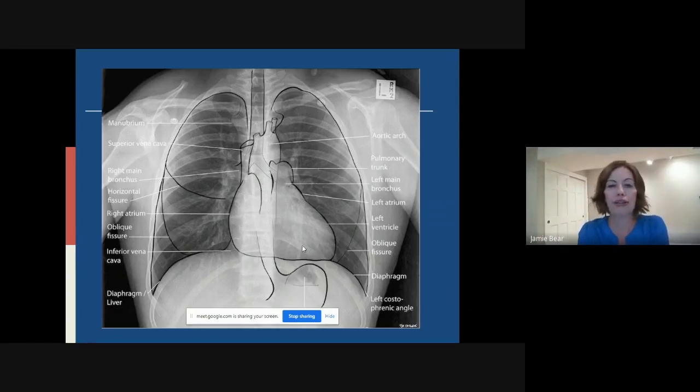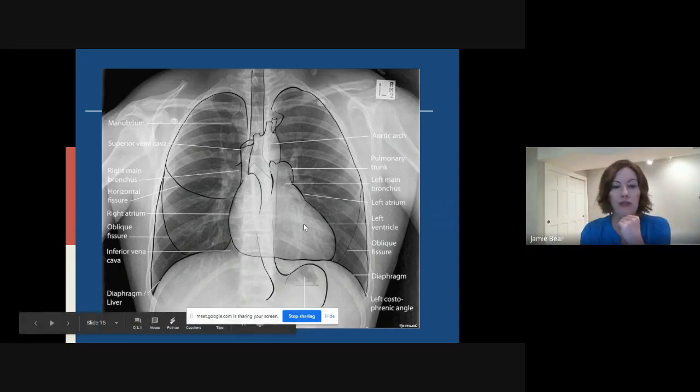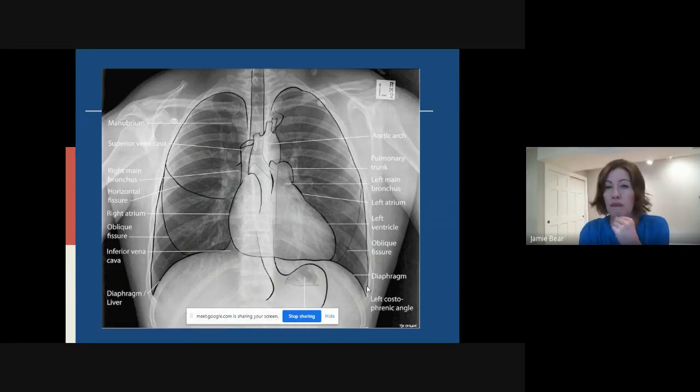But one thing to note, the heart should never be more than 50% of the image. So, and that's the whole mediastinal cavity. So this is a good picture of a heart. If it were really big, meaning greater than 50% of this whole mediastinal cavity, then that's probably an indicator of cardiomyopathy or congestive heart failure leading to cardiomyopathy.